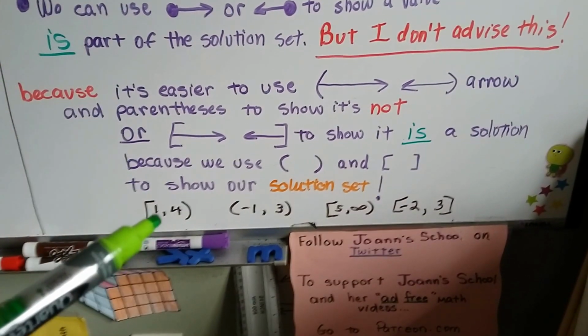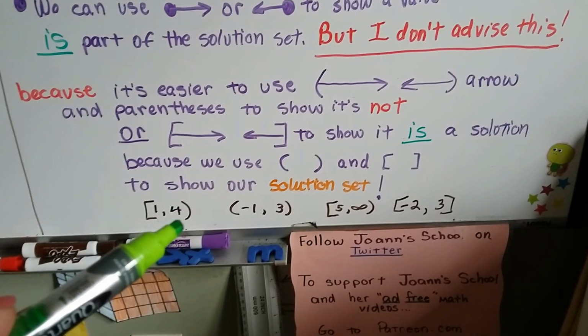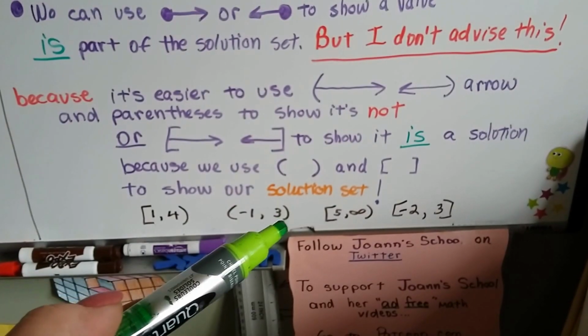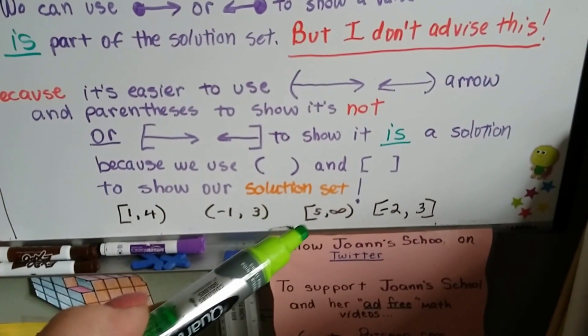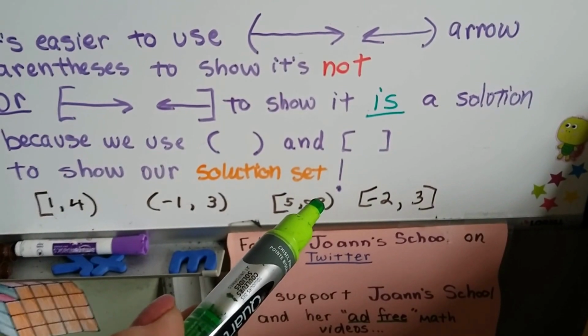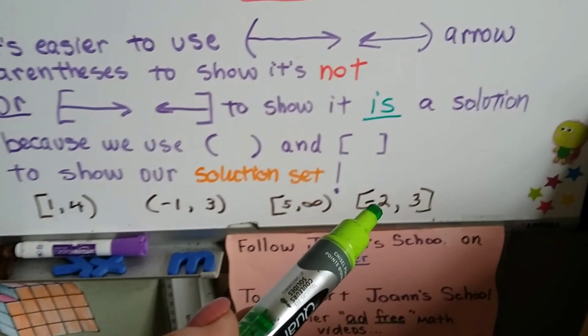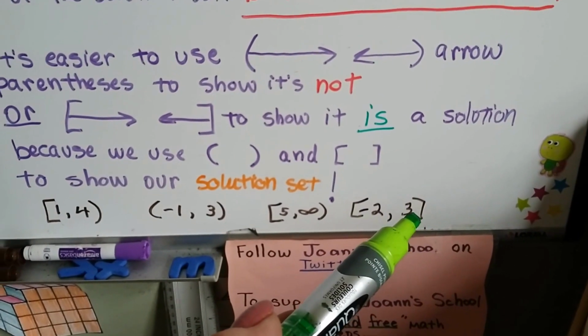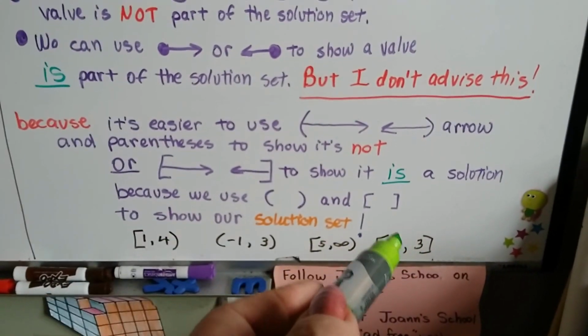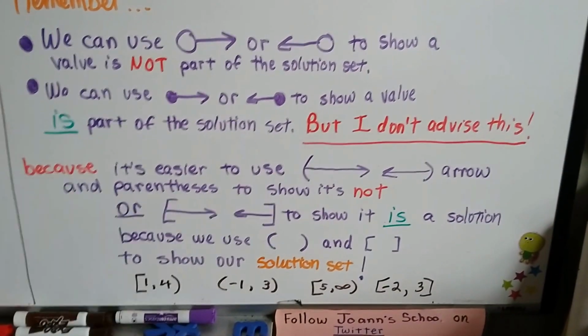It does include 1. It does not include 4. It does not include -1. It does not include 3. It does include 5 through positive infinity. It does include -2, and it does include 3. See? Because we write our interval notation this way, it's better to just do that on our number line to begin with.